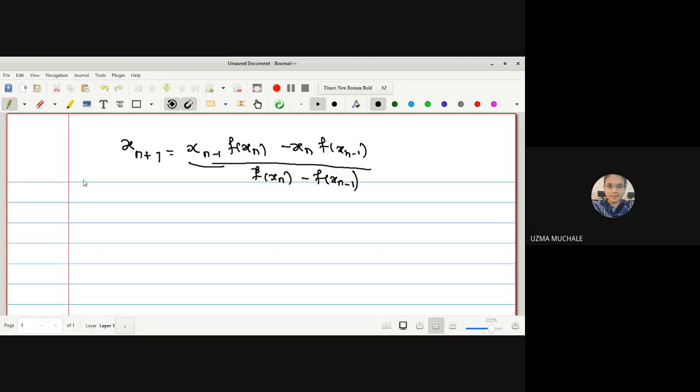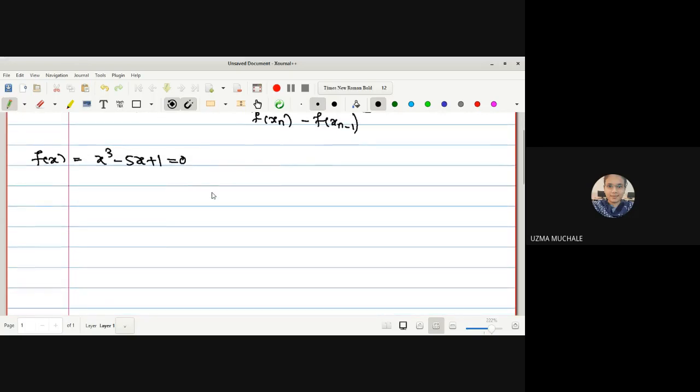Write down the example with me. We will solve this example by using the secant method. Let f(x) = x cube minus 5x plus 1 equal to 0. First we have to find, with the help of the trial and error method, f(0), which is 1, greater than 0. We can find f(1), which is minus 3, less than 0.